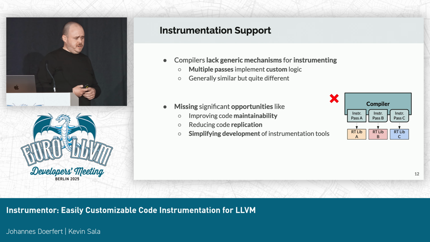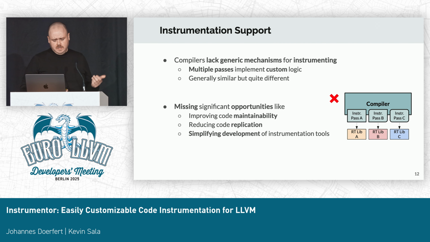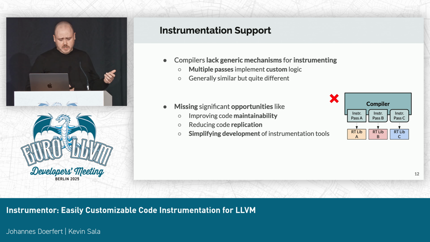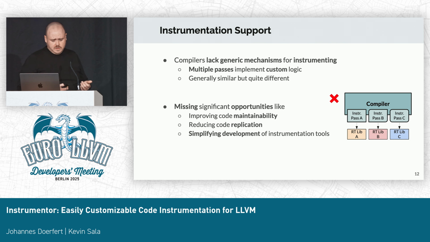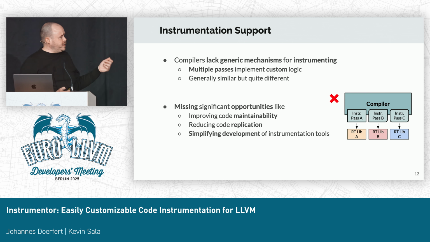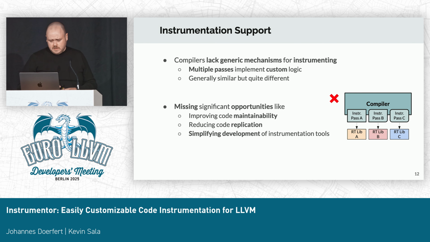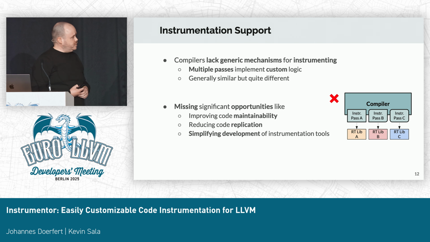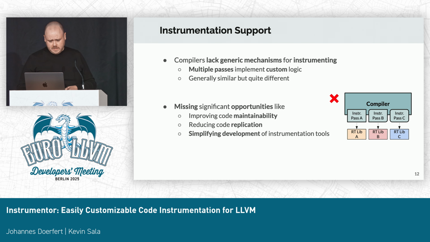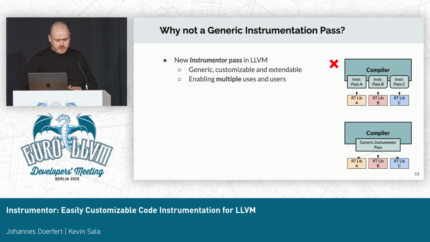So what we are missing here is several opportunities. We are having bad code maintainability. We have replication of code, because we have multiple instrumentation passes doing similar things. And when you are building a new instrumentation library, you have to go to the compiler side, duplicate an instrumentation pass that already exists, and then adapt it to the needs of your instrumentation tool. So that adds some difficulties in the development of new tools.